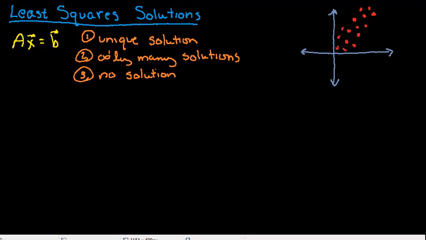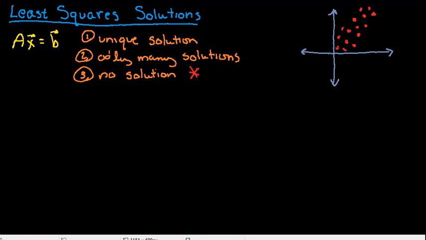Hello, in this video we're going to talk about least square solutions. So when we have a system of linear equations like Ax equals b, we know that we can have one of three outcomes: unique solution, infinitely many solutions, or no solution. In practice, we often run into this case of no solution, and let me give you an example of what I mean here.